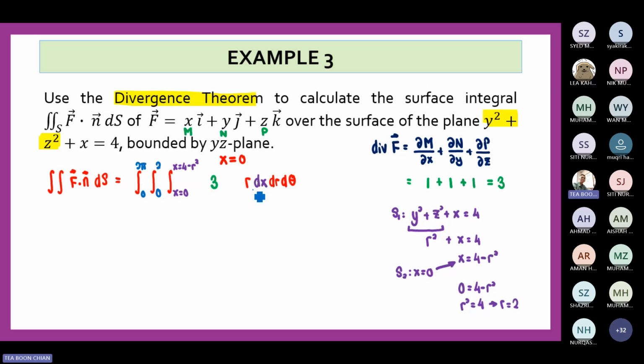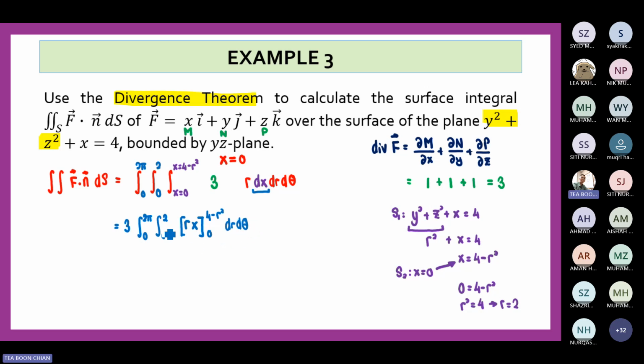Now remember, we first integrate with respect to x. So this constant 3, if you prefer, you can actually move it out. So giving you the integration from 0 to 2 pi and the integration from 0 to 2, integrate r with respect to x gives you rx. And this is the upper limit of 4 minus r squared and lower limit 0.